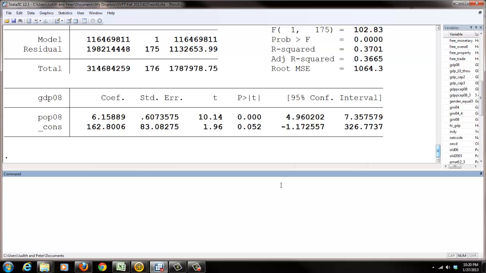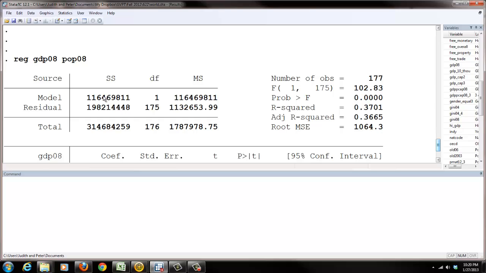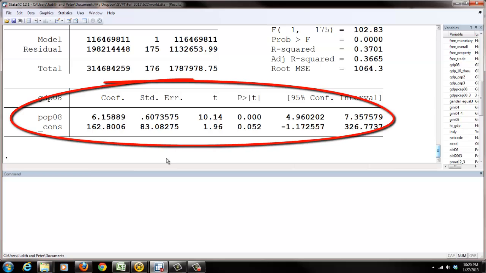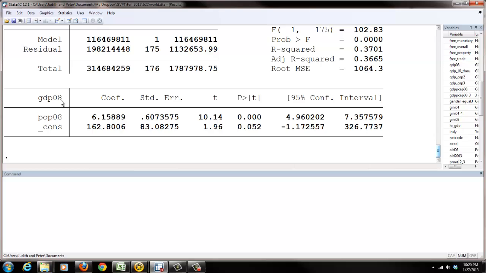Here's the output from a basic bivariate regression. Keep in mind, if I wanted a multivariate regression, I would simply add more independent variables after population 08. But for now, we're just focusing on simple bivariate results, and on the coefficient. Ignore for now the upper part of the output. Here we see GDP 08, our dependent variable. It always goes there. Below that, we have our independent variable, population 08, as well as the constant term, or intercept. Let's focus on substantive interpretation for now.